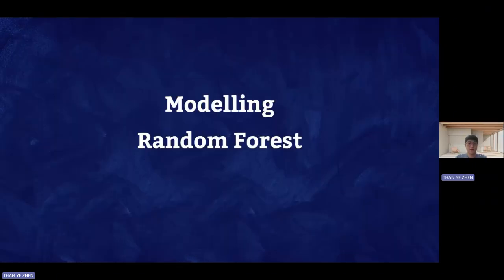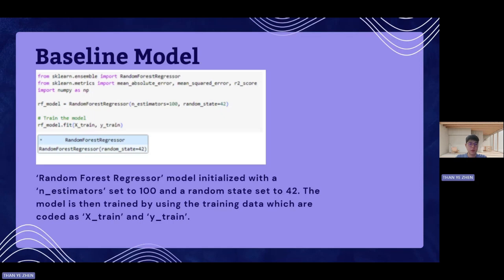Now I'll talk about the random forest modeling. First, we build the baseline model. We first initialize the random forest regression model and set the n_estimators and random_state to 100 and 42 respectively. Afterwards, we train the model using the X-train and Y-train.